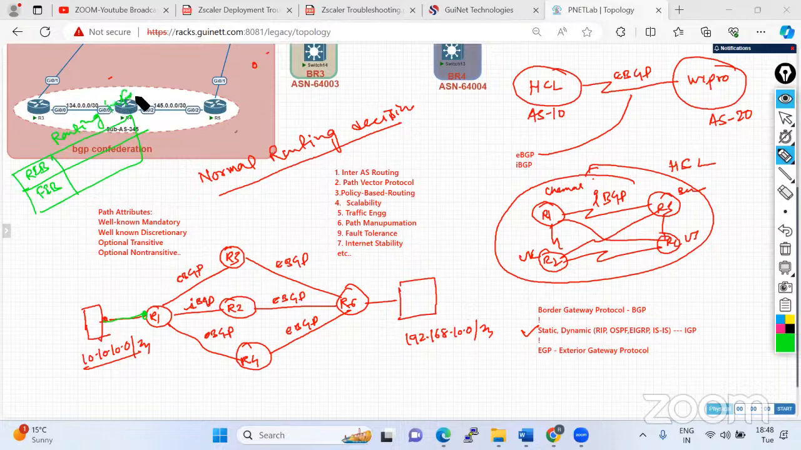information base in the router, and the FIB table is known as the forwarding information base, right? So these are the two tables, and the third table we have is the routing table. Apart from these two, we have a third table, the routing table, right?